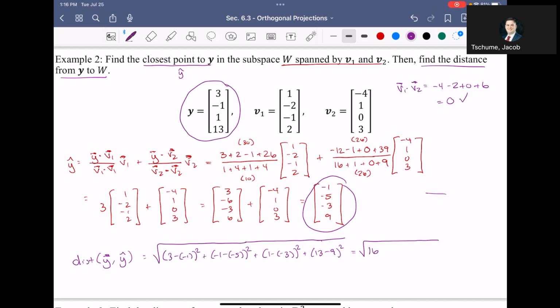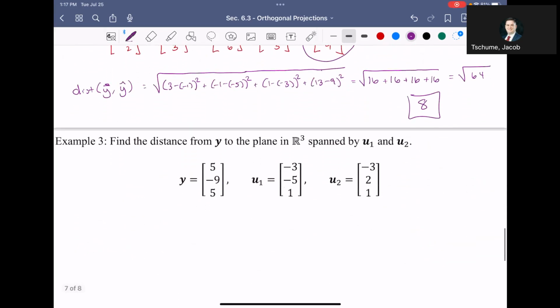There we go. 16, sorry. Plus negative 1 minus a negative 5 is 4, and 4 squared is 16. 1 minus a negative 3 is 4, and 4 squared is 16. And 13 minus 9 is 4, and you see it, 4 squared is 16. That becomes the square root of 64 when you add all those together. So thus, the distance from y to this subspace is exactly 8 units long, whatever your vectors are measured in. And so that is another way that we can use orthogonal projections to answer a question for us.